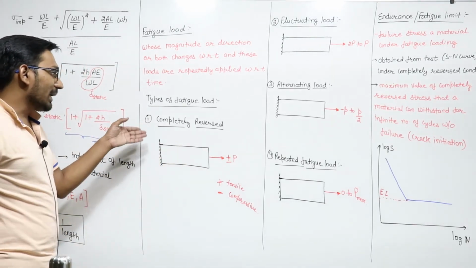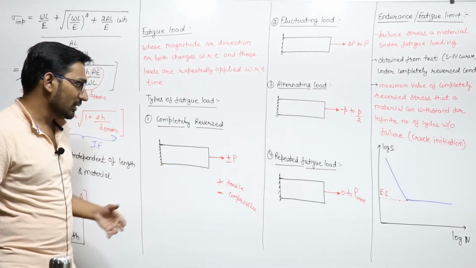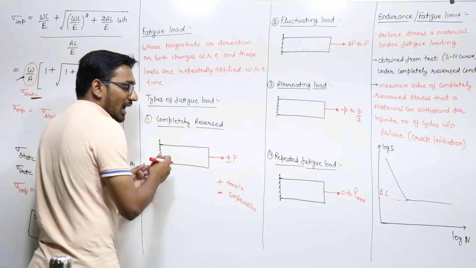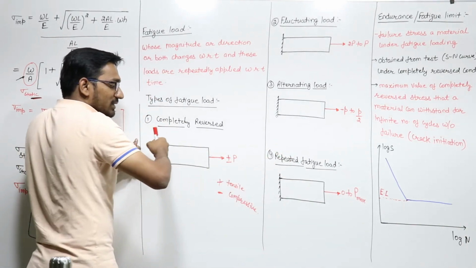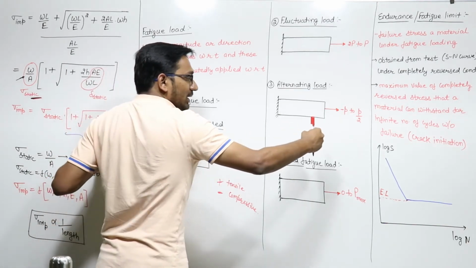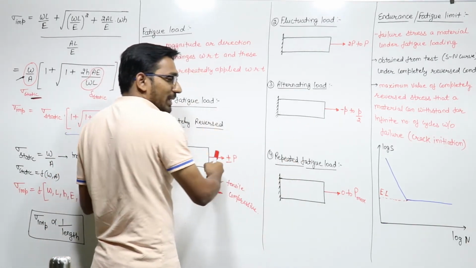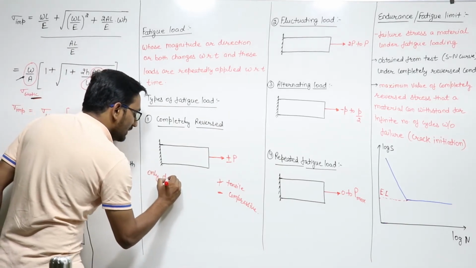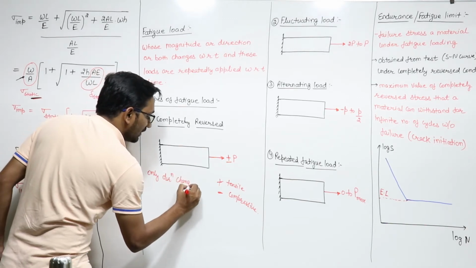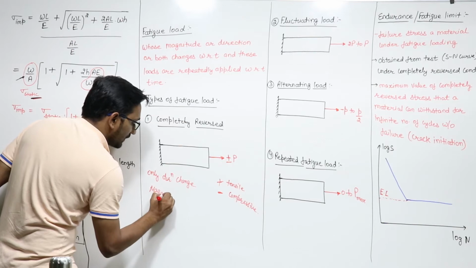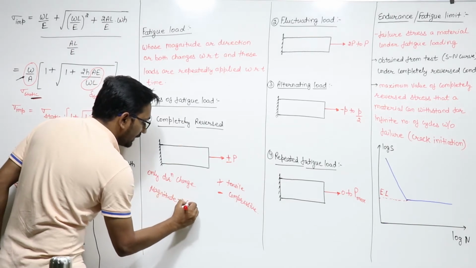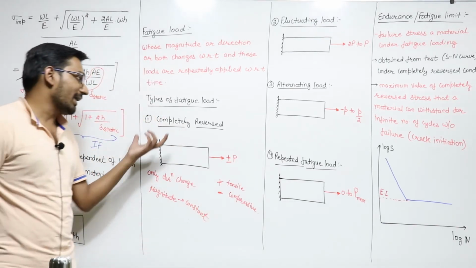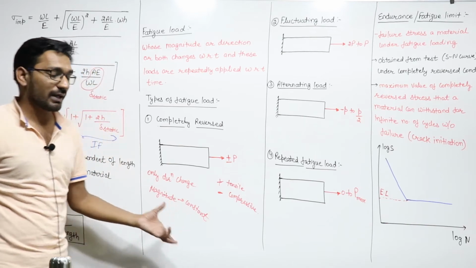So in a completely reversed type of fatigue loading, the magnitude of the load is the same, that is P, but the direction is changing. First the load is tensile, then compressive, then tensile, then compressive. Only the direction changes, but the magnitude remains constant. That type of loading is known as completely reversed fatigue loading.